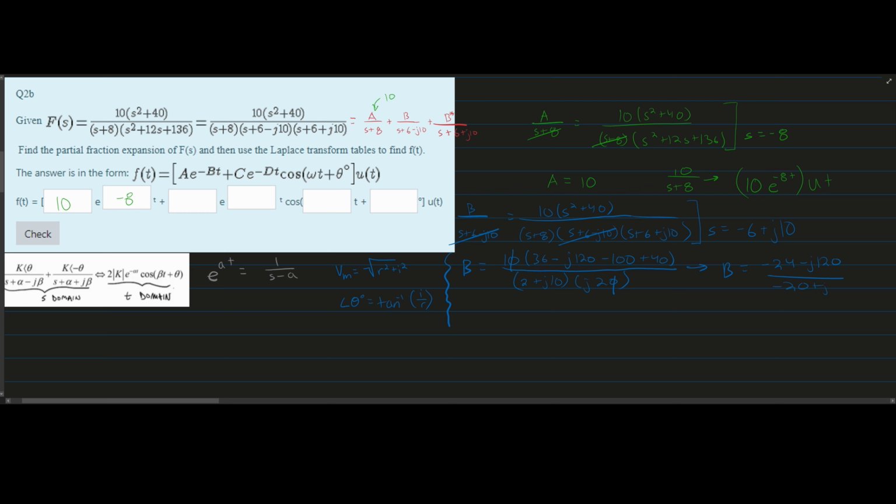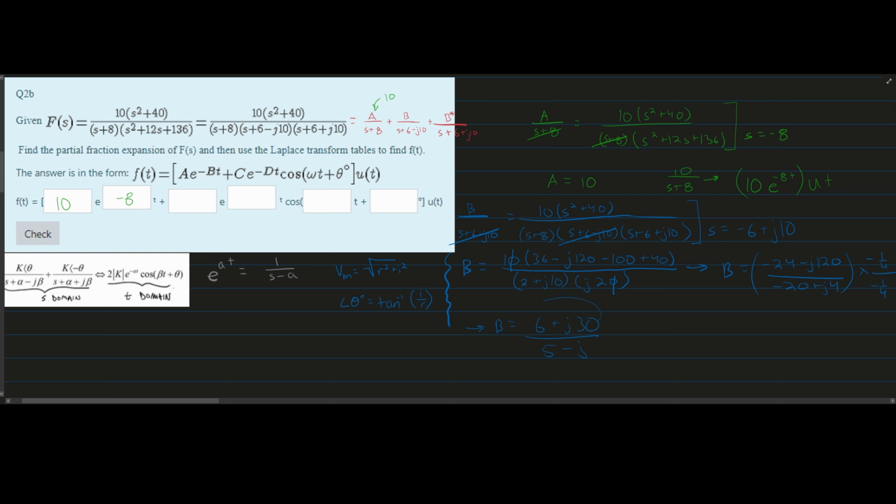over (-20 plus j4). Now, we can take our numerator and our denominator, and we can multiply both by negative 1 over 4. And then if we do this, we're going to get that our b is equal to (6 plus j30), and this is divided by (5 minus j).